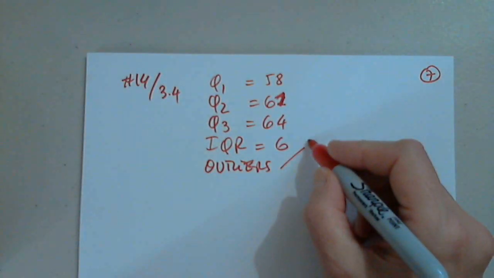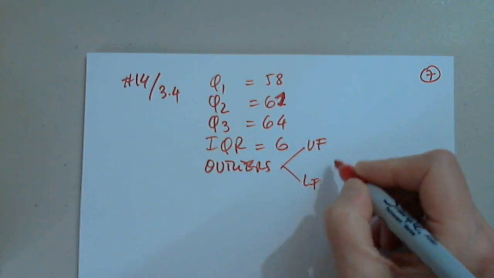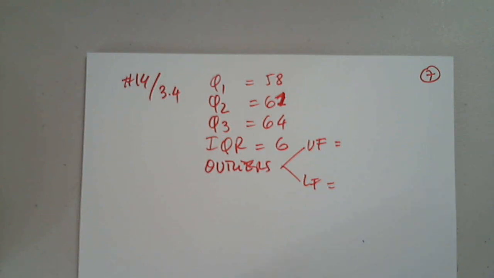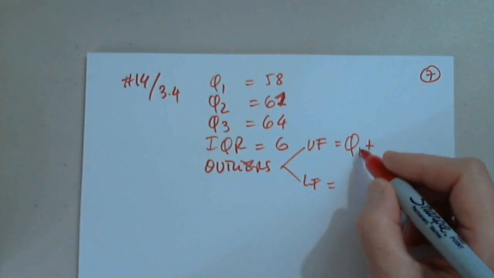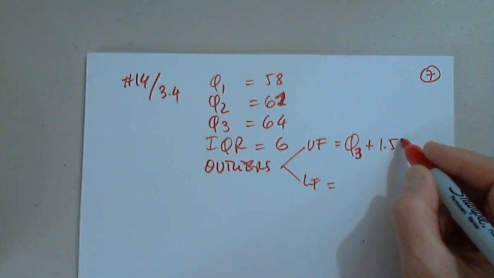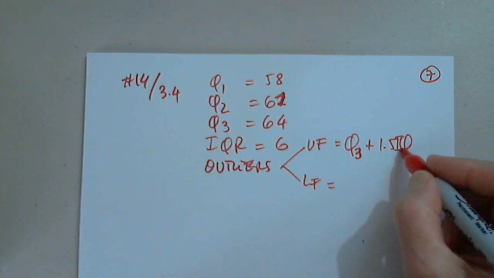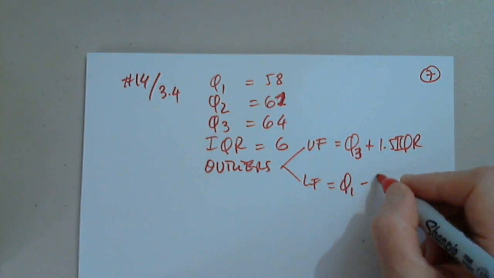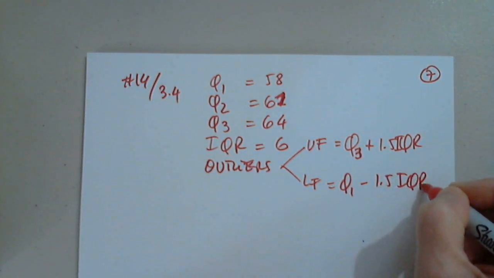So I have to determine the upper fence and the lower fence. Okay, so this is Q3 plus 1.5 times the interquartile range, and Q1 minus 1.5 times the interquartile range.